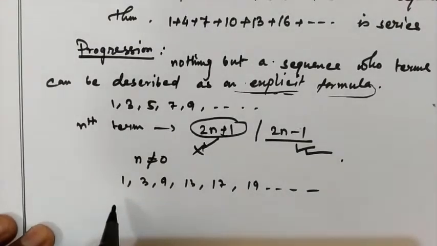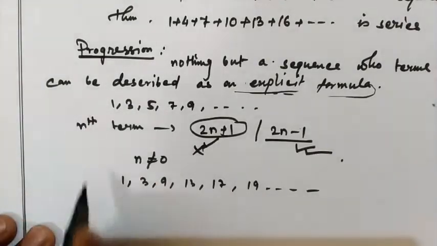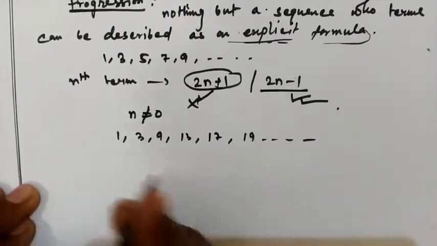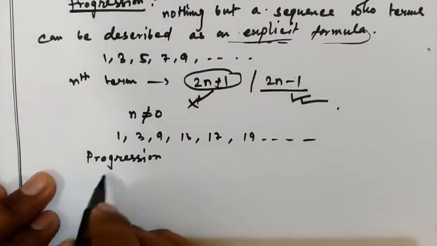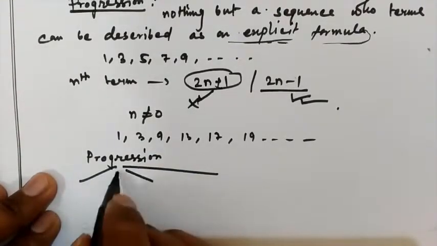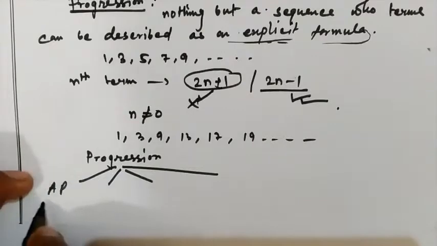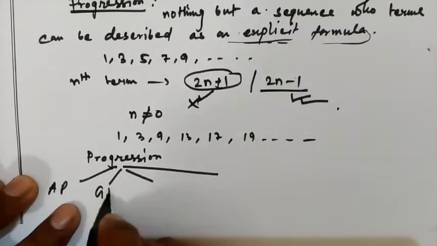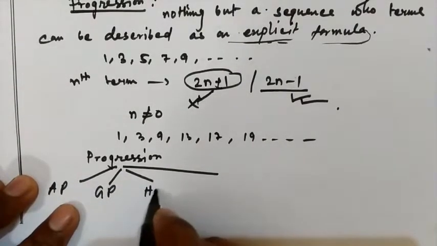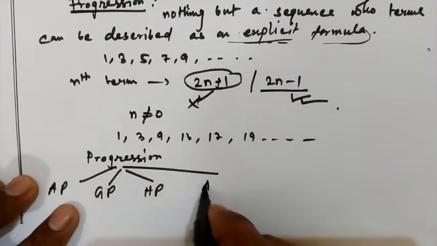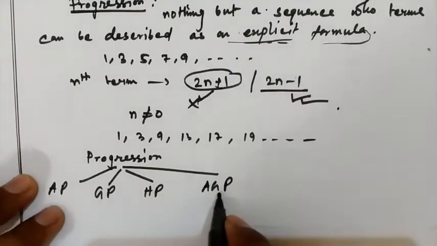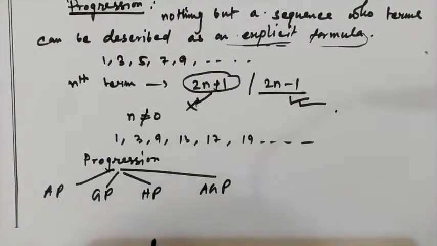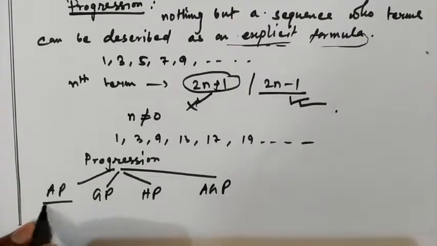Now we'll see. There are different types of progression, like AP, that is arithmetic progression, then GP, geometric progression, harmonic progression, HP, then AGP, that is arithmetic geometric progression. So in this video we'll basically discuss arithmetic progression. So let's talk about arithmetic progression.